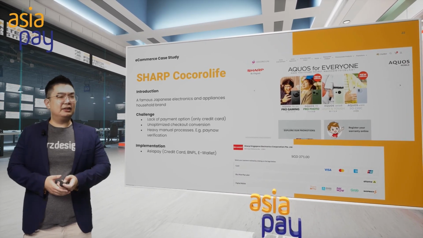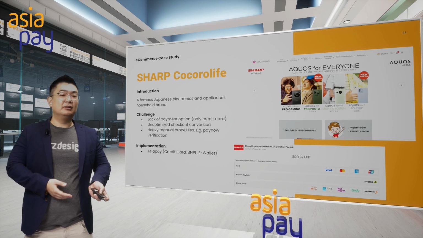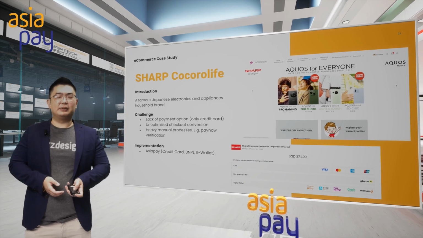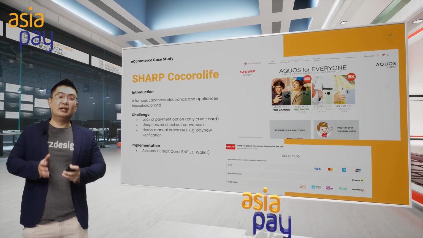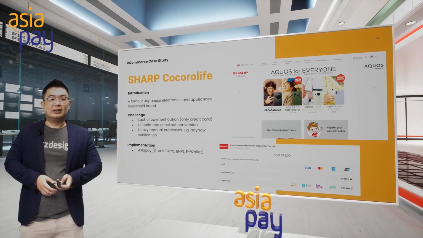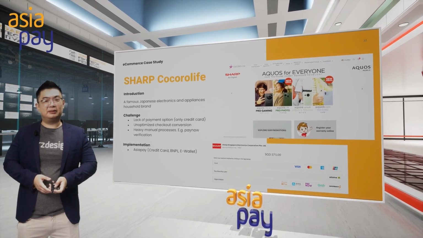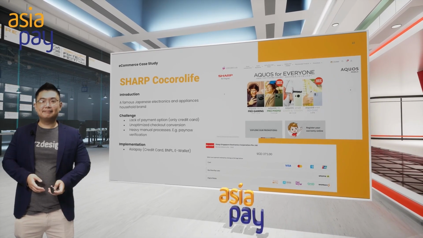So ultimately, after increasing the payment options for Sharp, we have actually seen at least a 5% to 10% increase in conversion rate just on the payment gateway side alone. So do consider a different payment gateway option for your brand if you do have a retail store online.